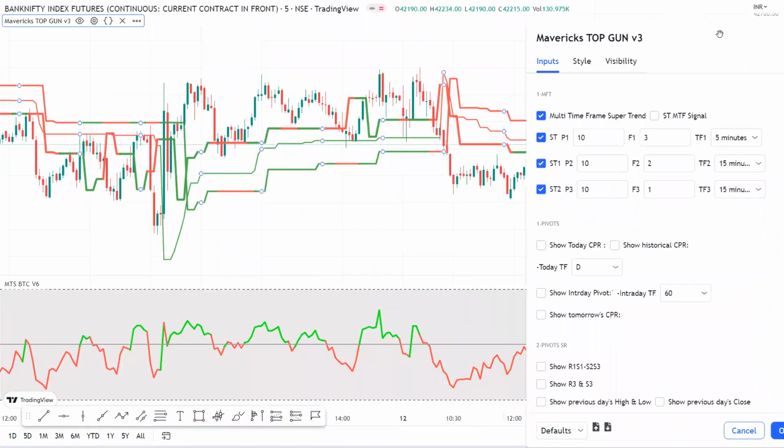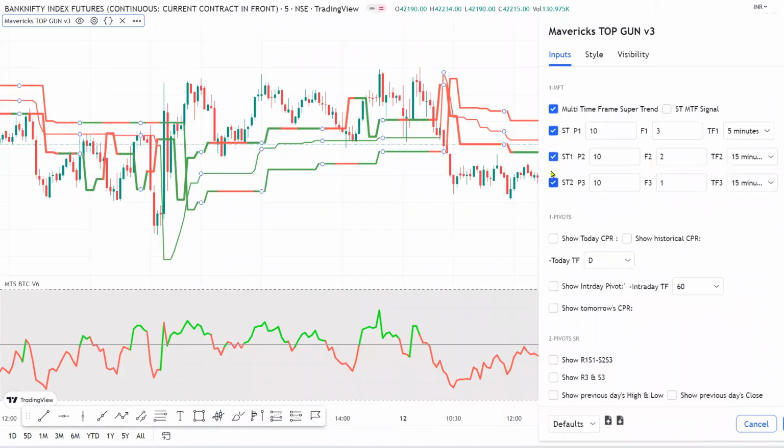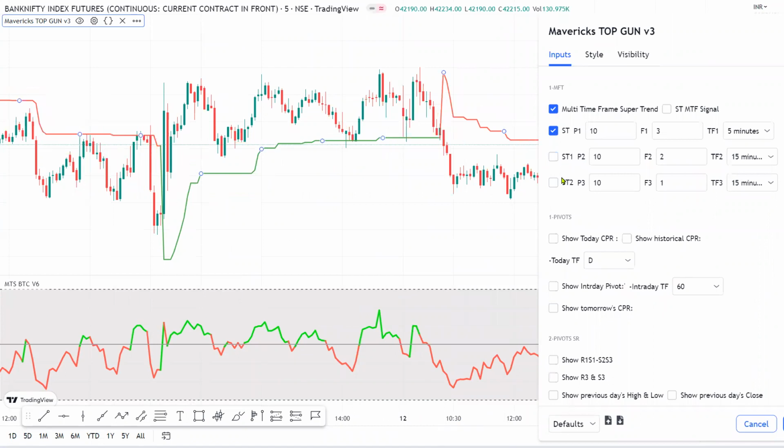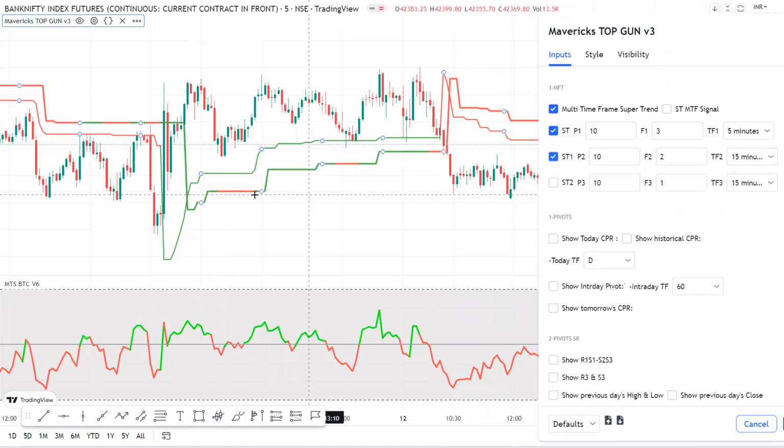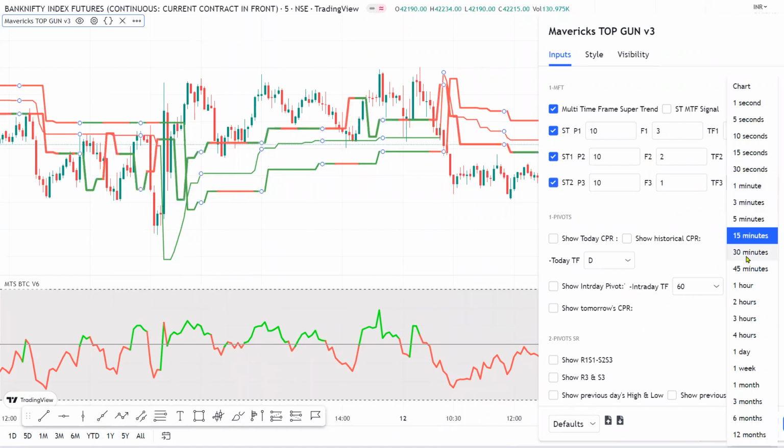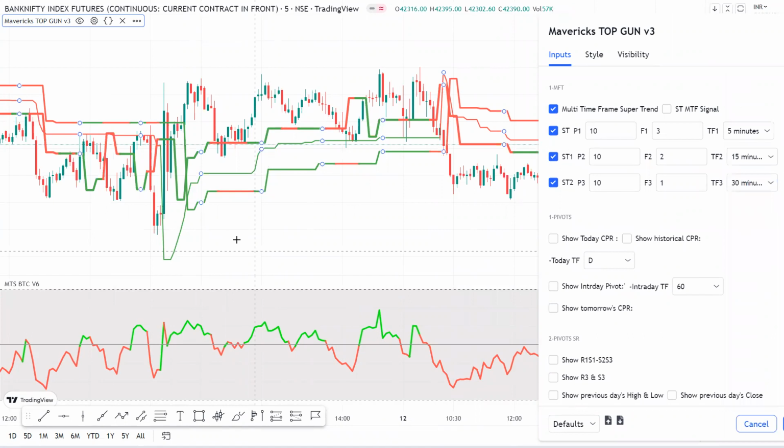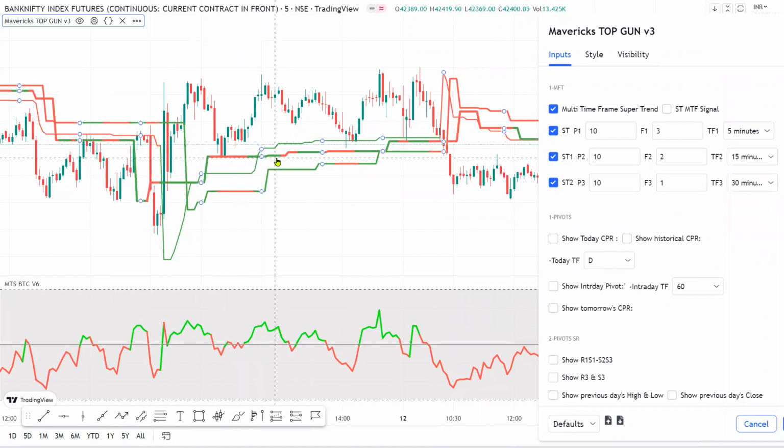So let me demonstrate this again. The first super trend is thin green color. The 15 minutes is a little thicker, and this one should not be 15, this should be 30, and this is a little more thicker. Okay, so the thickness says the time frame.